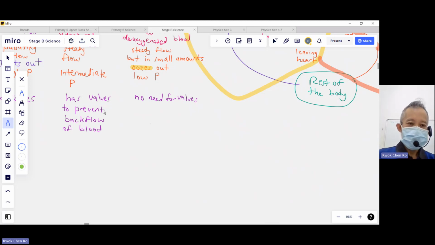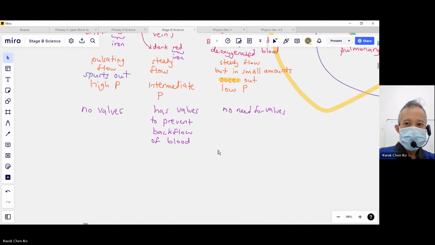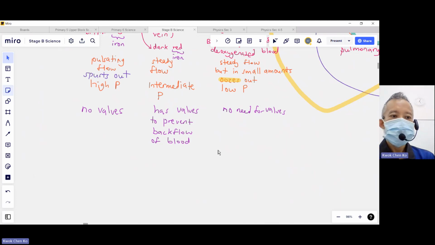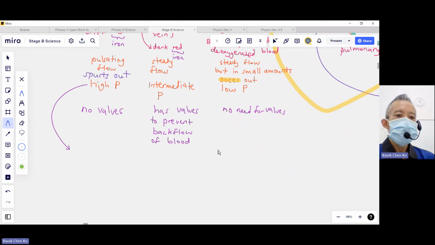Okay, oh, yes, one last thing. Remember the high pressure part? All right, so to withstand the high pressure, your arteries have to be elastic and muscular.